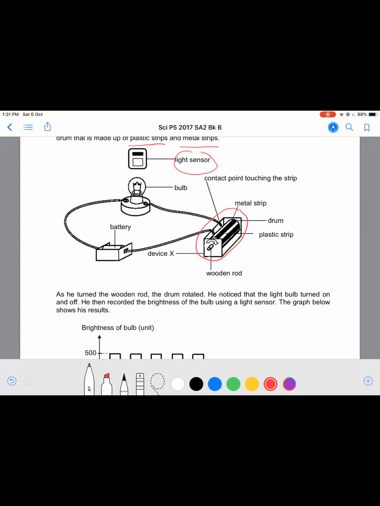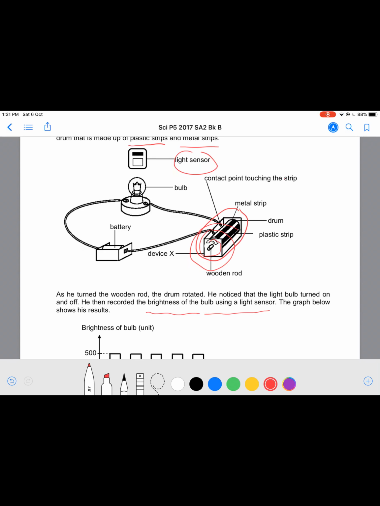So what happens is that as the wooden rod is being turned, you know, like the musical box, you turn the wooden rod, the drum is going to rotate, and the light bulb will turn on and off, on and off, on and off, on and off. Right? It makes sense, right? Because plastic is a non-conductor, it's an insulator, whereas your metal is a conductor. So he's going to measure the brightness using a light sensor. So obviously if it doesn't light up because it's an insulator, the light will be shut off, right? You won't even have any amount of light detected.